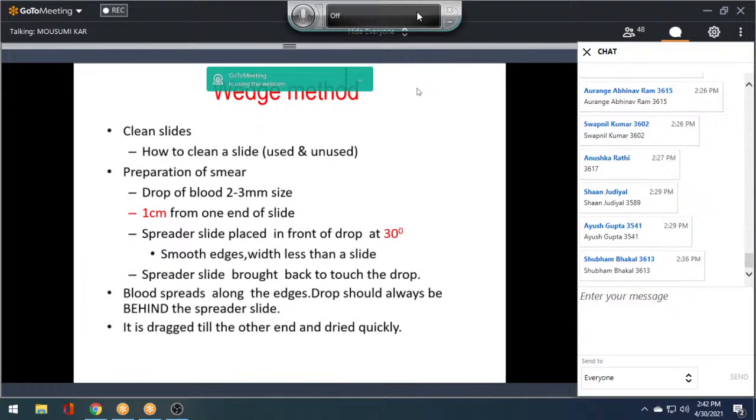Okay, so I don't know, have you made a peripheral smear in physiology? Have you ever made a peripheral smear? Are you able to understand what I'm telling, or? Yeah, we've made. Okay, then you all know.